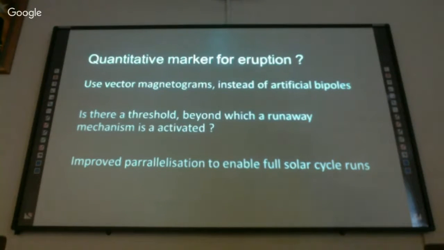indeed. And now we are using hypothetical velocities. So an improvement of the model would be to use actual real data, where we can take photospheric flows obtained from real data and use that to drive our coronal model. There is another question that we want to answer: is there a threshold beyond which a runaway mechanism is activated? And in the future, it is planned that we'll do full sun simulations, and so we need improved parallelization. So, well, thank you.